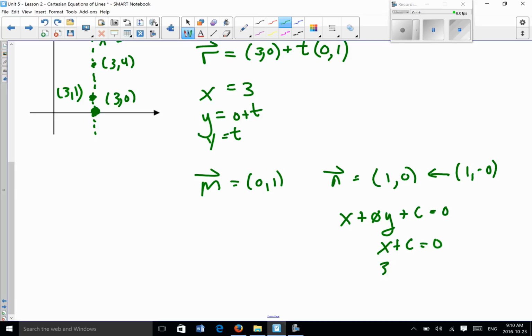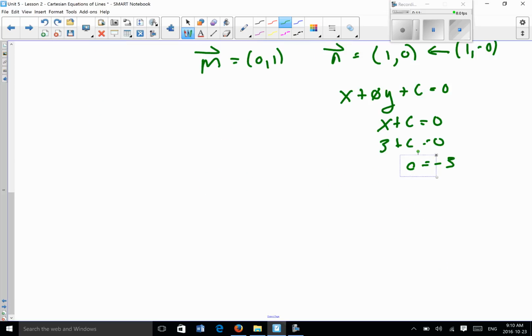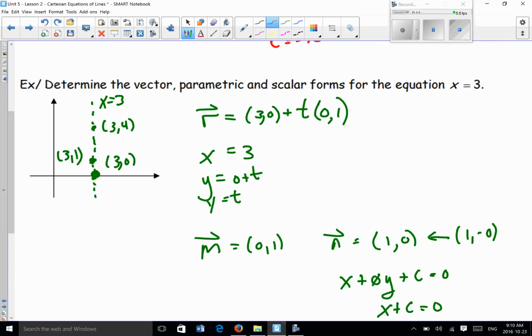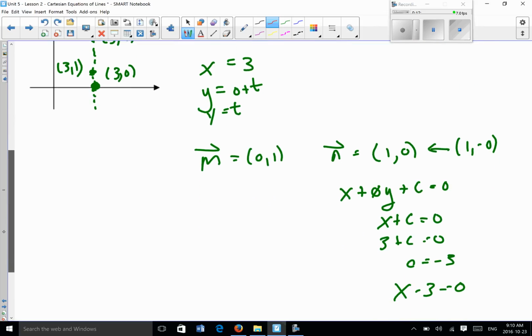So, sorry, 3 plus c is 0. So c is negative 3. So our equation, x minus 3 is 0, which really, if you stop and think about it, is just a rearrangement of this, right? x minus 3 is 0. So is it worth it to go through all that work to do that?